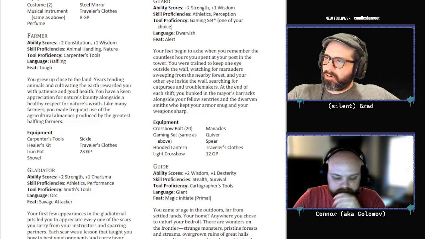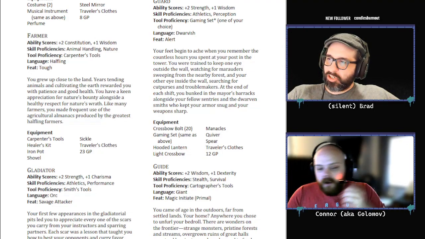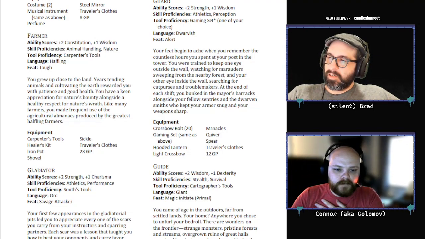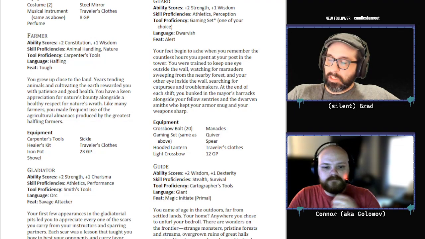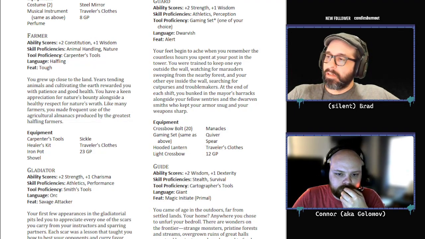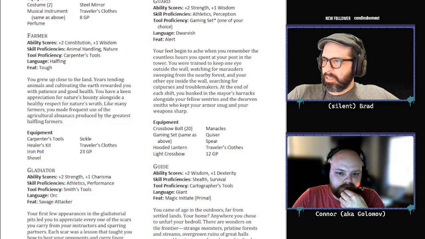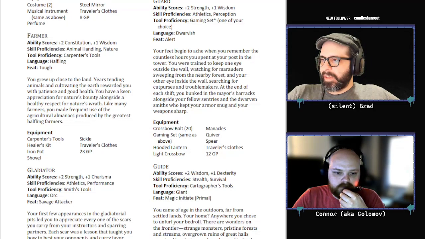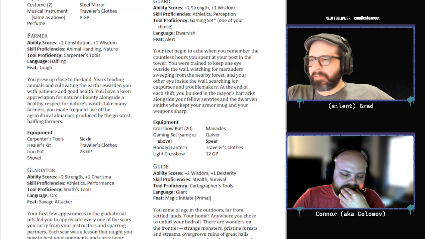So then, Farmer, yes, animal handling and nature, both of those make sense. Carpenter's tools, yeah, building a barn or whatever. Halfling does kind of make sense. I think it actually says, yeah, like many farmers, he made frequent use of the agricultural almanacs produced by the greatest halfling farmers. So that's where the halfling is coming from.